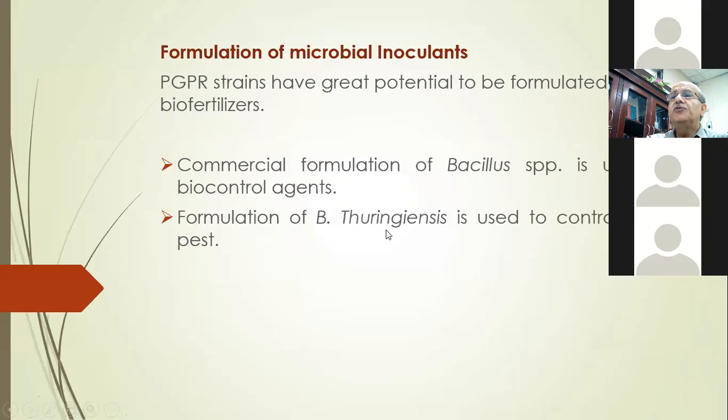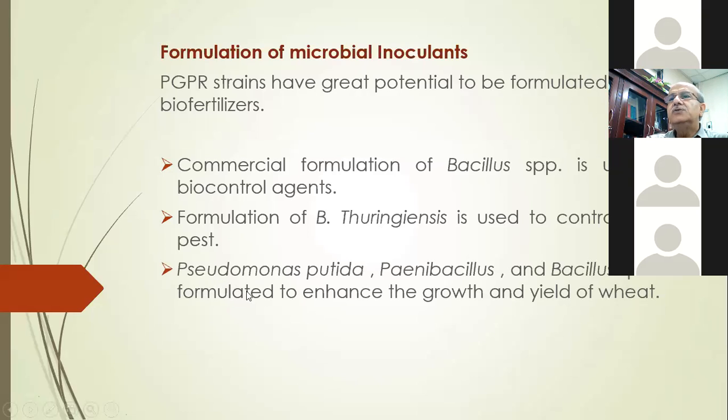Then the formulation of Bacillus thuringiensis is used to control insect pests. Before BT cotton, they were actually applying Bacillus thuringiensis to control the insect pests. Then Pseudomonas putida, Paenibacillus and Bacillus species are formulated to enhance the growth and yield of wheat. Like Rhizobium is applied to improve the yield of leguminous plants.